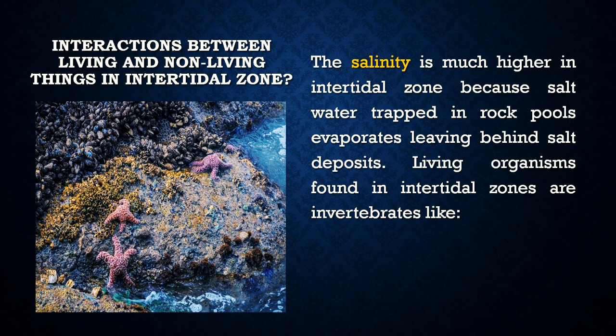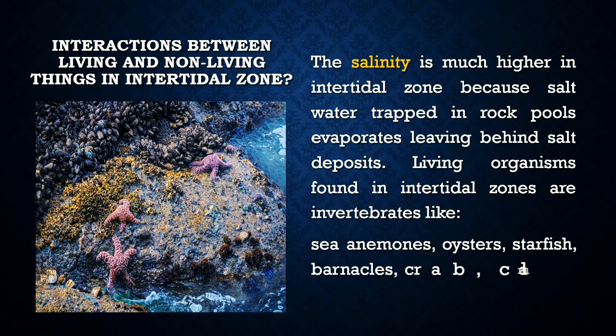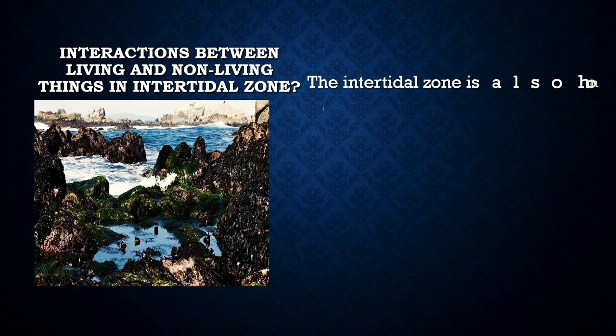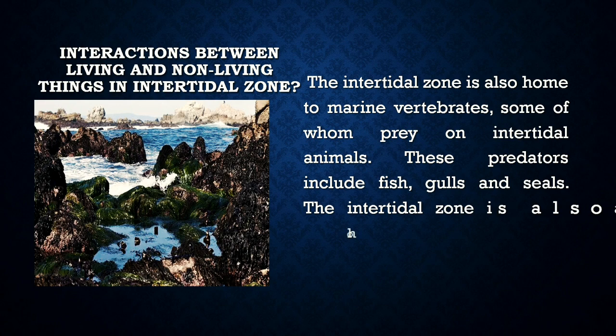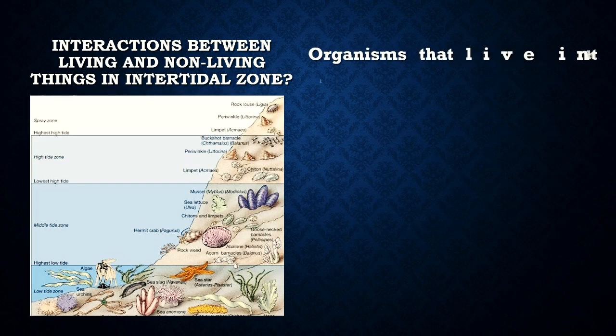Living organisms found in intertidal zones are invertebrates like the sea anemones, oysters, starfish, barnacles, crabs, clams, urchins, snails, mussels, and many more. The intertidal zone is also home to marine vertebrates, some of whom prey on intertidal animals. These predators include fish, gulls, and seals. The intertidal zone is also a home of some seaweeds.